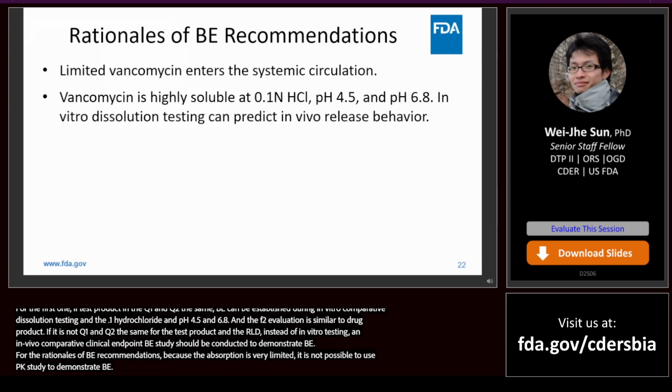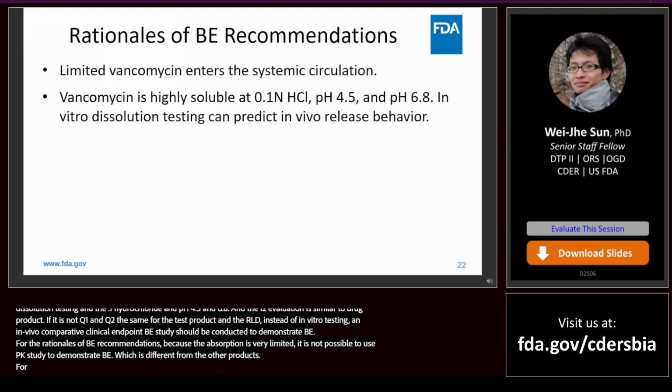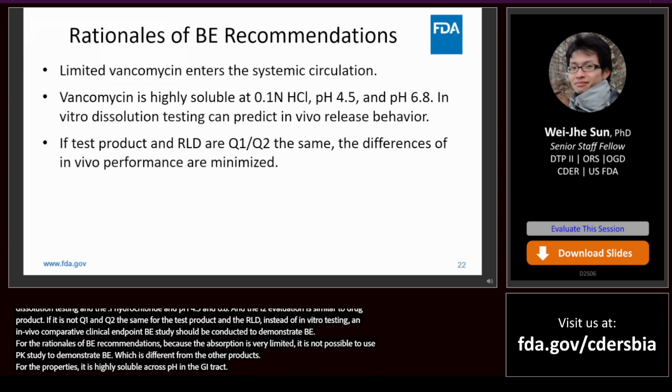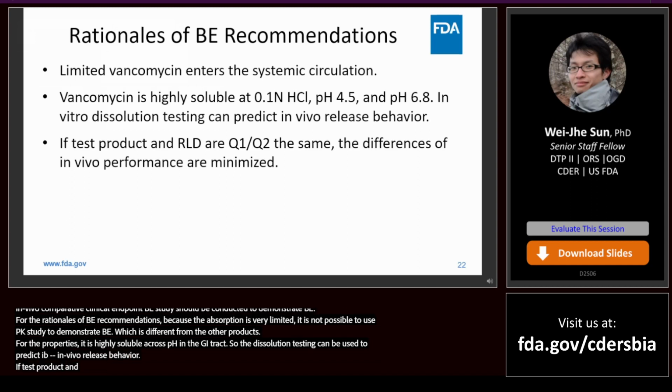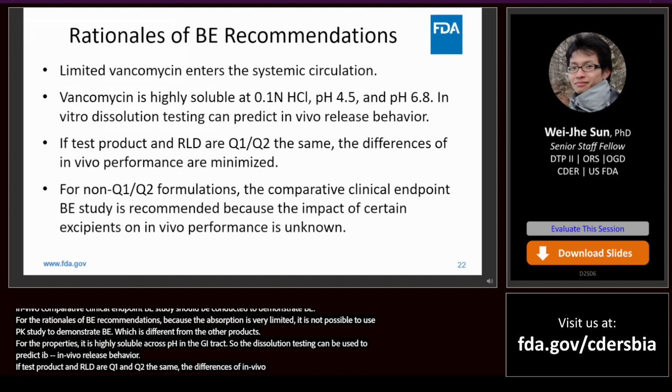For the API properties, vancomycin is highly soluble across pH in the GI tract, so in vitro dissolution testing can be used to predict drug in vivo release behavior. If test product and the RLD are Q1 and Q2 the same, the impact of excipients on absorption or other in vivo performance is minimized. In this case, in vitro comparative dissolution testing can be used to establish BE.